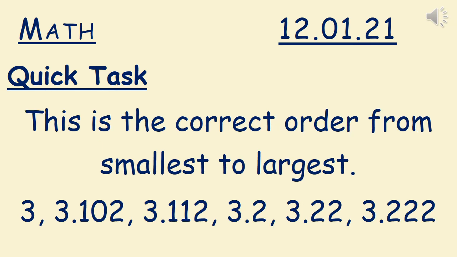Let's have a look at those answers. So, from smallest to largest, the numbers start with 3, then 3.102, 3.112, 3.2, 3.22, and then finally the largest number is 3.222. How did you do? Make sure you correct any mistakes.